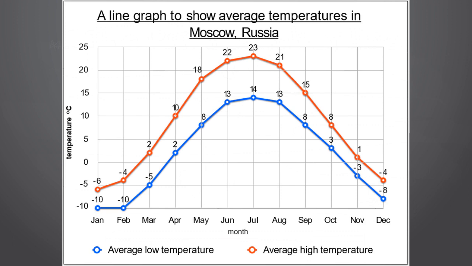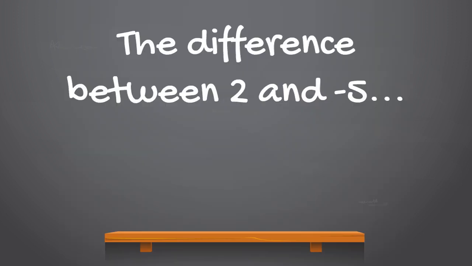So first we need to find the two numbers we're talking about. The average high temperature in March is 2 degrees and the average low temperature is -5 degrees. So there's the two numbers we're working with, 2 and -5. Now there's two different ways we can solve this one.